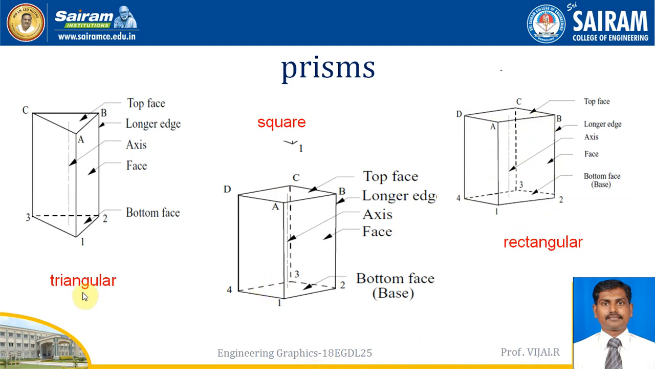This is, as I said, a triangular prism, named after the shape of the face. It's a square prism and it is a rectangular prism, and we will name the top face and bottom face with some notations, 1 2 3 4 and A B C D. Let me show it in the next classes.